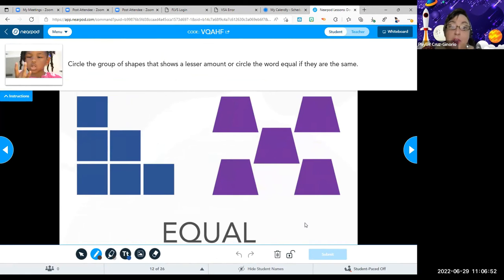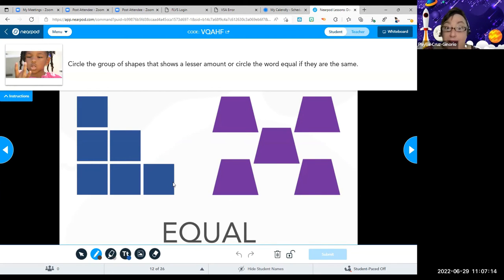It says, circle the group of shapes that shows a lesser amount, or circle the word equal at the bottom if they are the same. Well, wait a minute, stop. How are you gonna know if they're equal if you don't count? Yeah, I don't know either. What's the first step? Count.